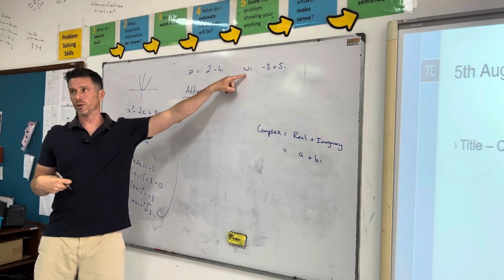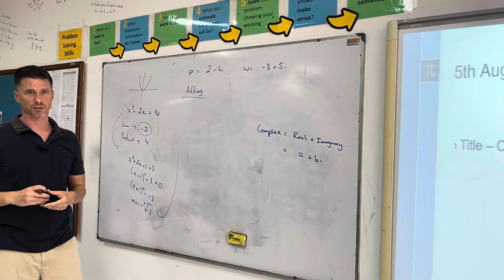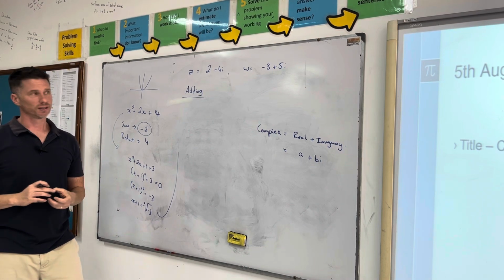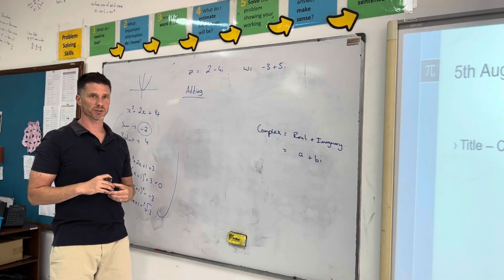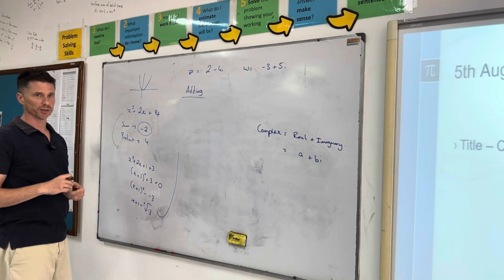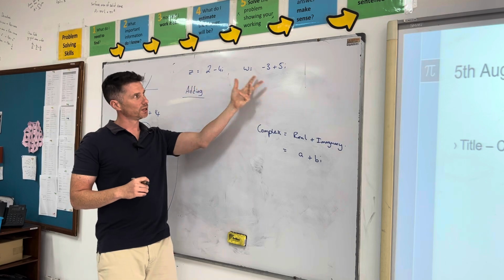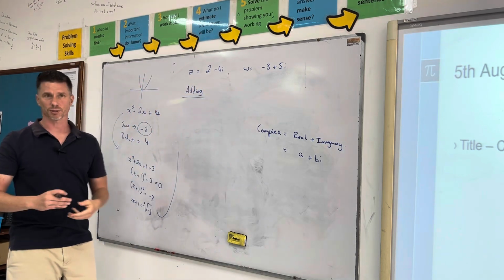Z and W are used a lot in complex numbers, the same as X and Y are used a lot in algebra. Z and W tend to be the ones they use most often, so you'll see those in textbook questions. They'll introduce two complex numbers and say deal with these for the rest of the question.